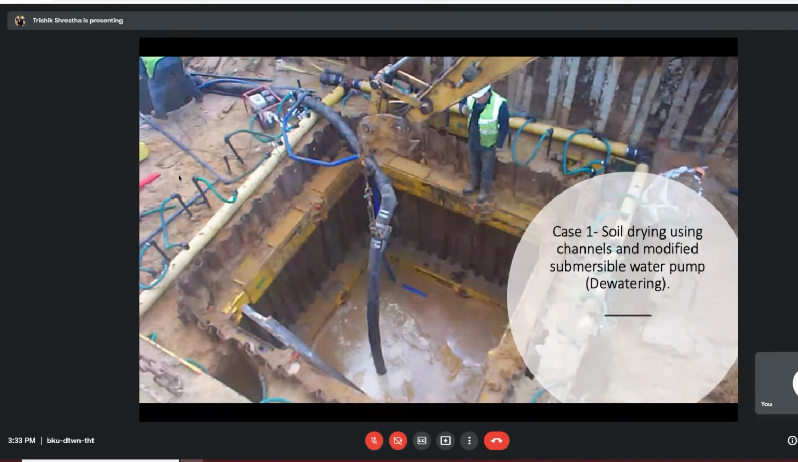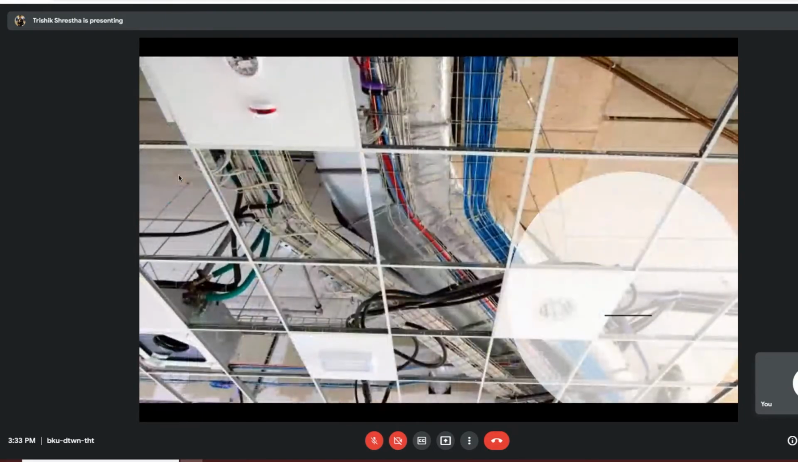So that was a reactive solution to a very intense problem that we were facing. And now, every time we face a similar problem, we have the same approach of modifying that submersible pump, and we are getting better and better at this modification process so that we can perform this dewatering in very difficult situations as well.